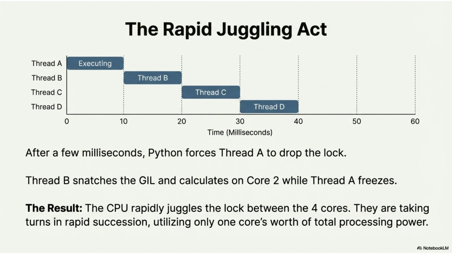After a few milliseconds, Python forces thread A to drop the lock. Thread B snatches the GIL and calculates on core 2, while thread A freezes. The result is the CPU rapidly juggling the lock between cores, utilizing only 1 core's worth of total processing power.